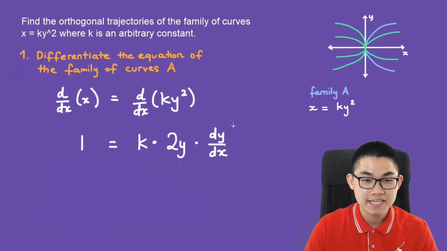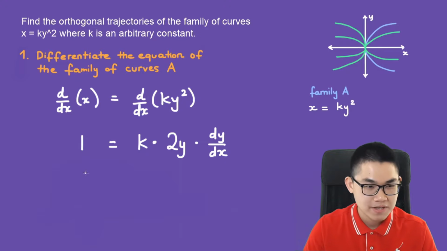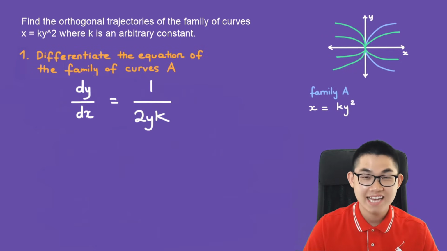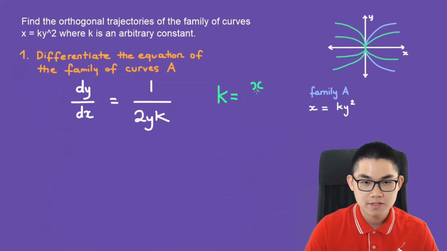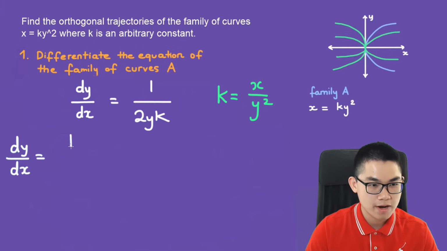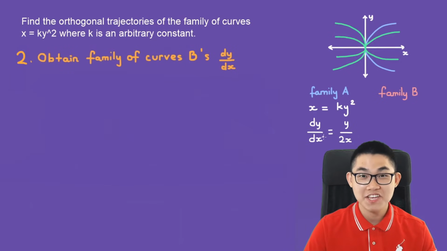What we want to do is separate the dy over dx and put it on one side of the equation. So the way to do it is to divide both sides by 2yk. So we have dy over dx is equal to 1 over 2 times y times k. The last thing we want to do is get rid of the k, and that's very easy to do. If you look at the equation x is equal to k times y squared, then k will be equal to x over y squared. So plugging this in, we have dy over dx is equal to 1 over 2 times y times k, which is x over y squared. Then we get 1 over 2 times x over y, so this would be equal to y over 2x. Here we have dy over dx is equal to y over 2x, and this is the slope of family A.